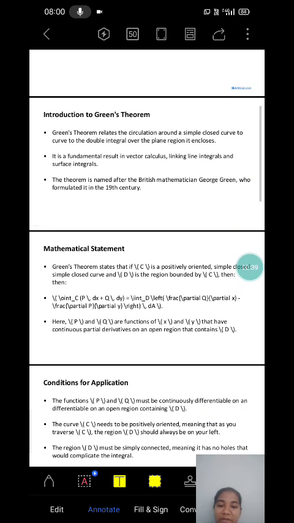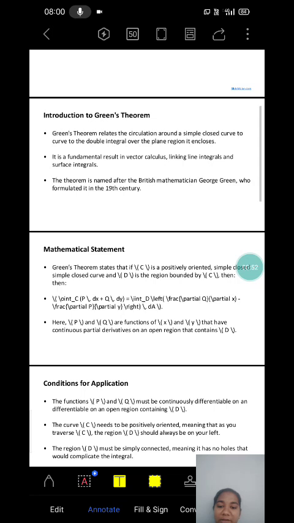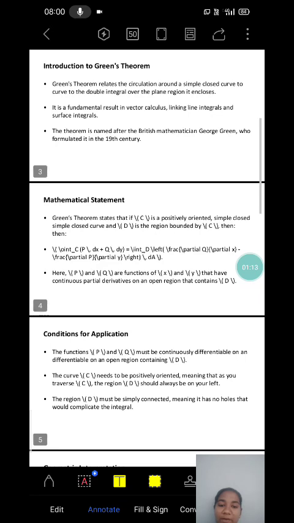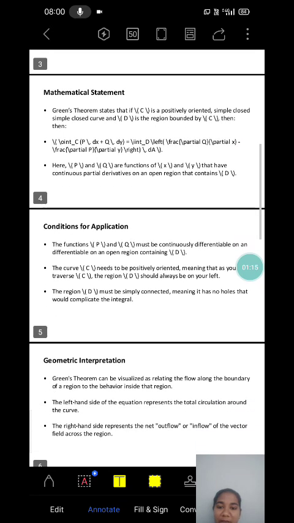Mathematical statement. Green's theorem states that if C is a positively oriented simple closed curve and D is the region bounded by C, then the closed line integral over C of P dx plus Q dy equals the double integral over D of (partial Q by partial x minus partial P by partial y) dA. Here P and Q are functions of x and y that have continuous partial derivatives on an open region that contains D.